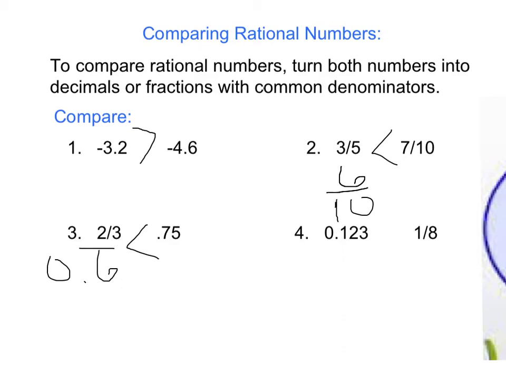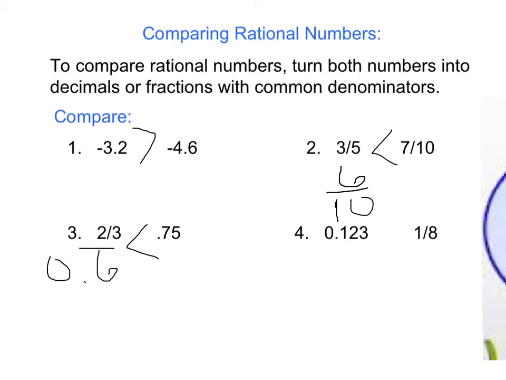For the last example, we need to compare 123 thousandths to 1/8. While it is fairly easy to turn 123 thousandths into a fraction, it's not simple to find a common denominator between 1,000 and 8, so it is easier to turn 1/8 into a decimal.